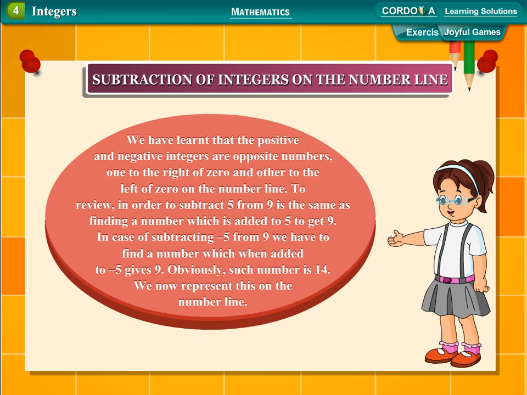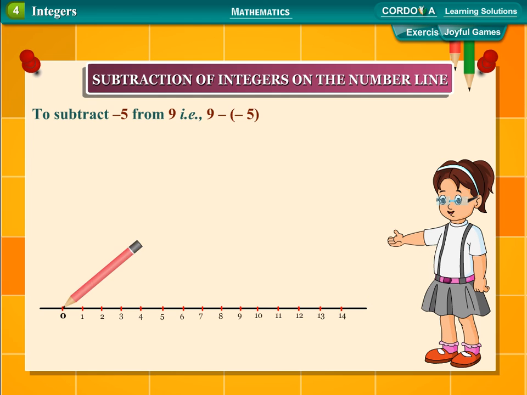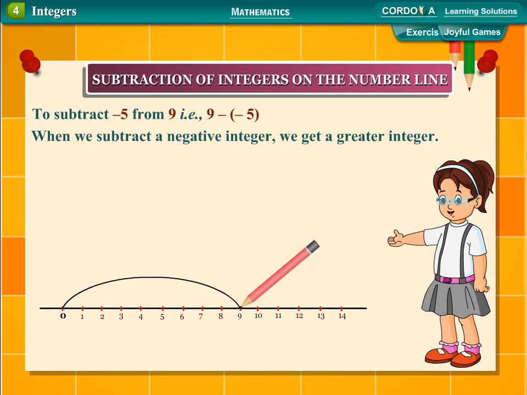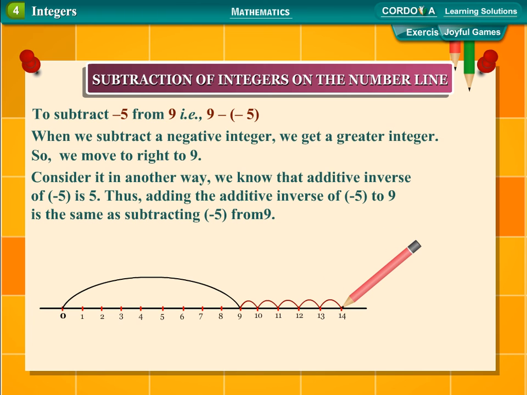We now represent this on the number line. To subtract minus 5 from 9, that is 9 minus minus 5. When we subtract a negative integer, we get a greater integer. So, we move to the right of 9. Consider it in another way. We know that additive inverse of minus 5 is 5. Thus, adding the additive inverse of minus 5 to 9 is the same as subtracting minus 5 from 9. We write 9 minus minus 5 is equal to 9 plus 5.